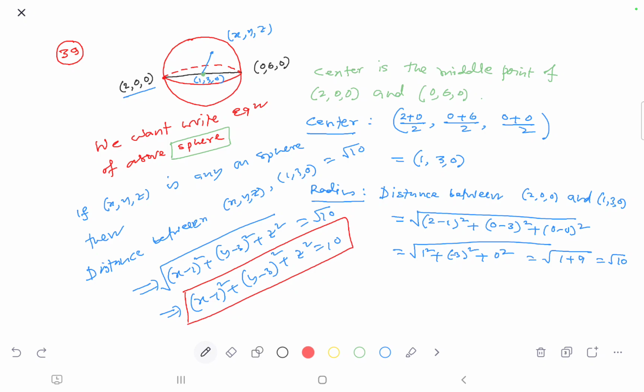Yeah. So next is 41. Exercise 41. Can you read 41, please? For 11.2, yes, 41. It says complete the square to write the equation of the sphere in standard form. Find the center and radius.